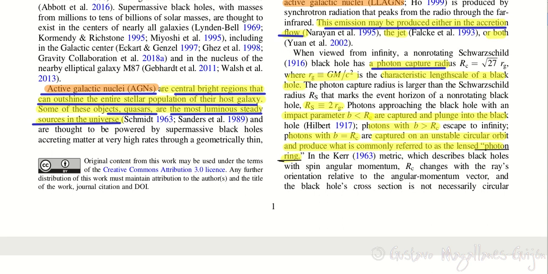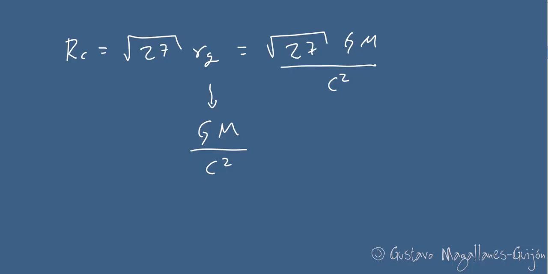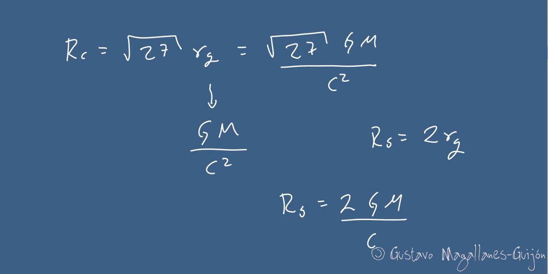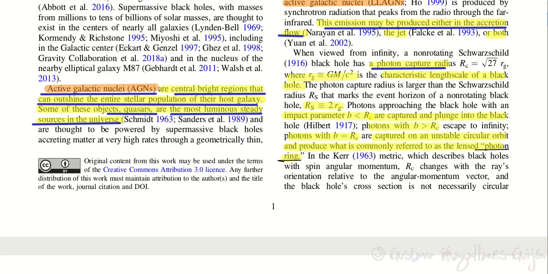Rs is 2 times the gravitational radius. This is 2 times G M divided by c squared.